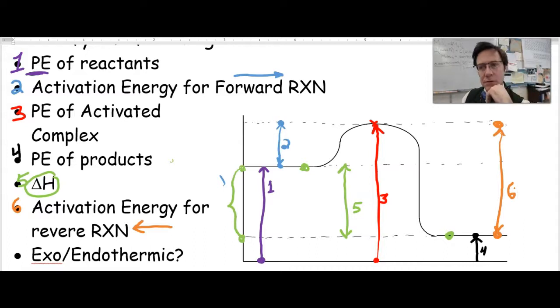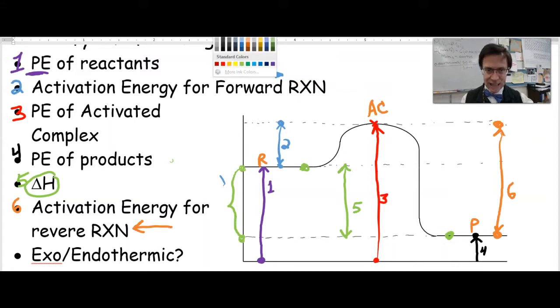There's 6 things here that we need to have. And there are 3 things, and there are 3 energies. So the 3 things that we need to have are the energy of the reactants, the energy of the products, and the energy of the activated complex. Those are the 3 things that we need.